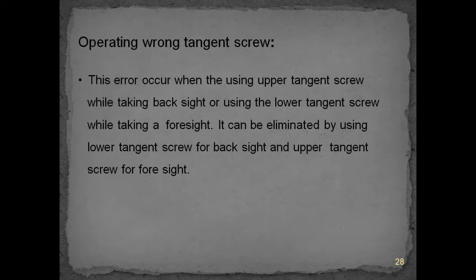And if you want to keep the readings unchanged and the instrument to be rotated, then in such case you have to loosen the lower clamp. So you should know which clamp screw should be used in what situation. If you are using it vice versa, using the lower clamp instead of the upper clamp, then everything will be lost. This error can be eliminated by using the proper tangent screw or proper clamp screw.